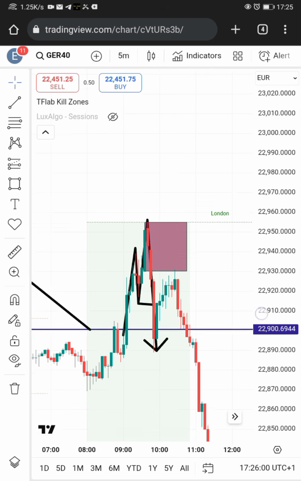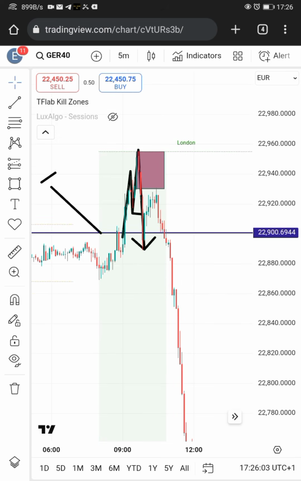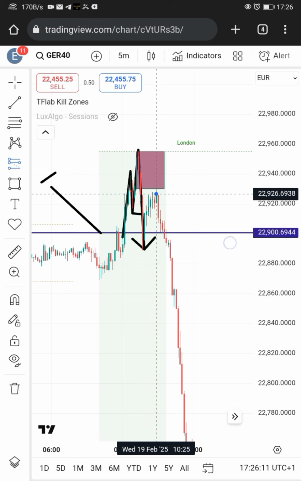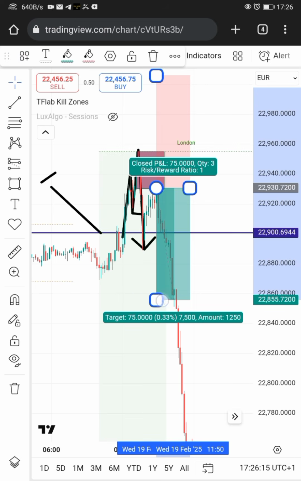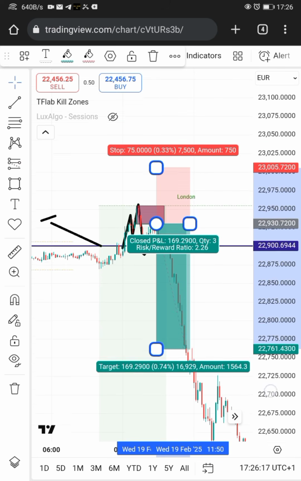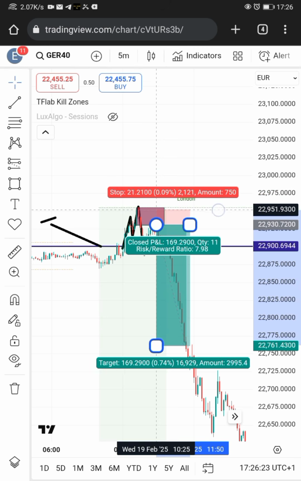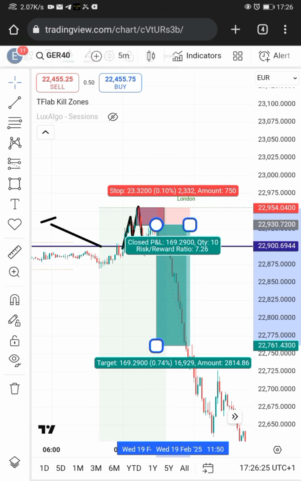And what will be your target? You can target 1 to 15. Yes, you can target 1 to 10. That is to say, if you are to risk $3 right here, you'll be making $30. But if you risk $3 and go 1 to 15, you are to make approximately, I think that will be $45. So that will give you $45 right here.